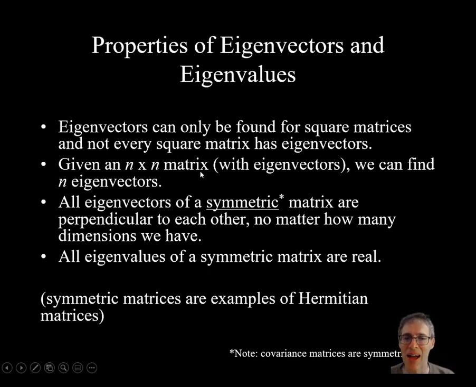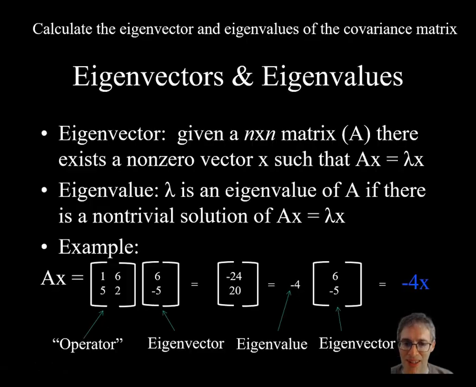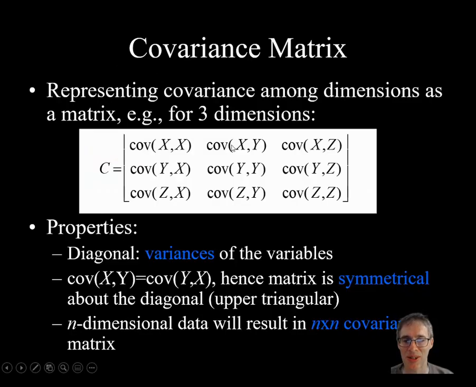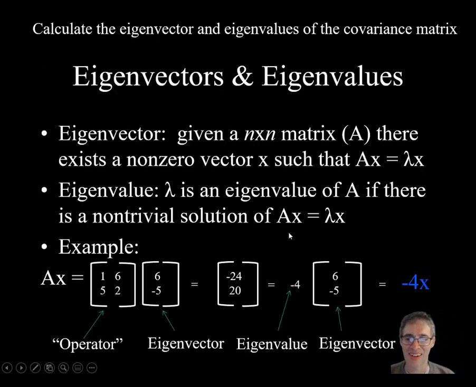And so if you have a square matrix, and you can only define eigenvectors for a square matrix, it turns out that if you have an n by n matrix, there are n eigenvectors. So if you have a 3 by 3 matrix, there are 3 eigenvectors. And if the matrix that you're starting with is symmetric, right? And remember, the covariance matrix is symmetric because this value equals that value, and this value equals that value. So symmetric means that if you have this upper triangle and you flip it to the lower triangle, the upper triangle and the lower triangle are the same thing, right?